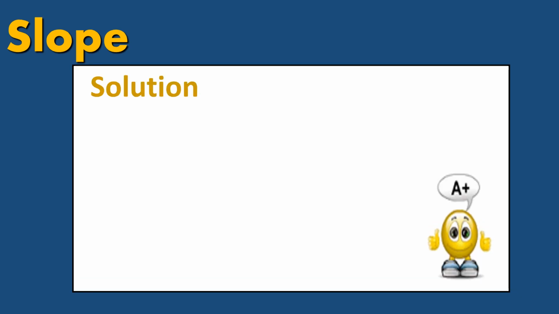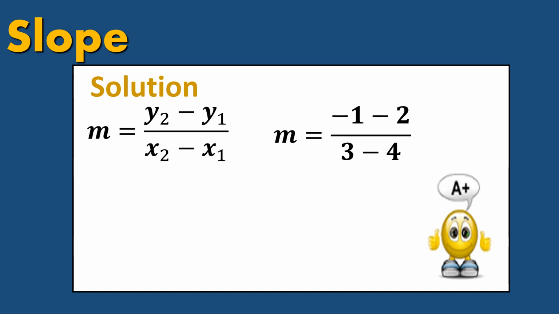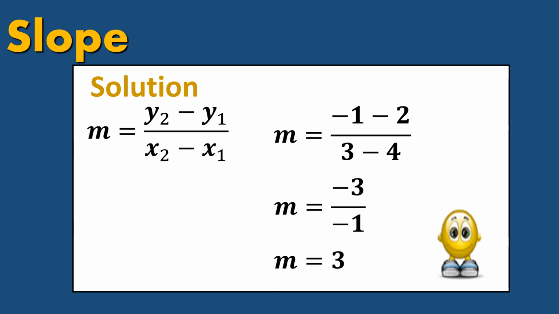Here's the solution. So first, we substitute in the slope formula. Thus, we arrive with (-1 - 2) over (3 - 4). To simplify it further, we will get -3 over -1. Thus, the answer is positive 3.